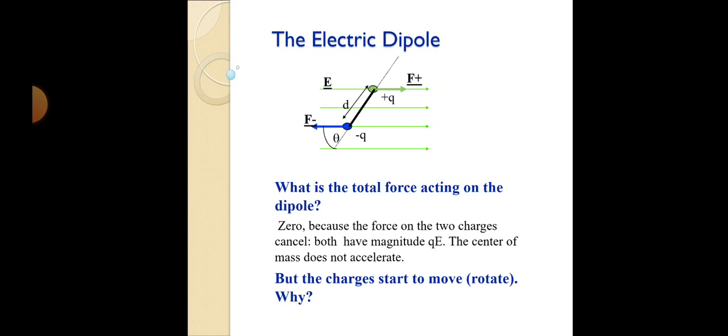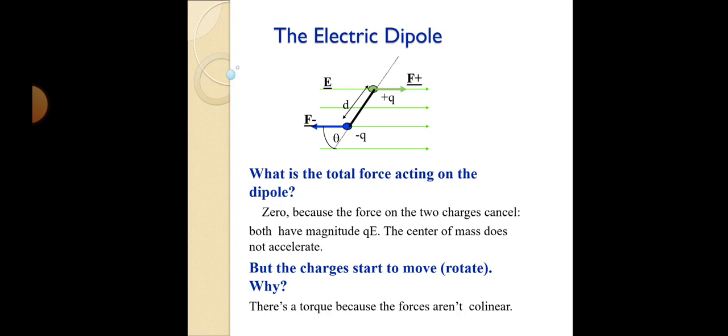But the charges start to move. Why? They rotate, because the positive charge wants to be in the direction of the electric field, and the negative charge wants to be in the opposite direction. There is a torque because the forces aren't collinear, meaning they are not along one line. That's why the dipole will move.